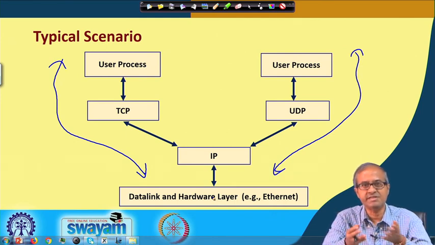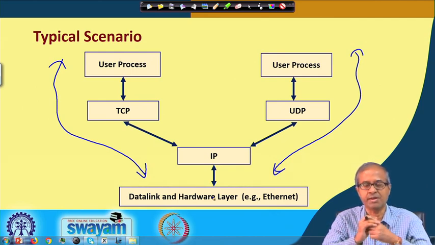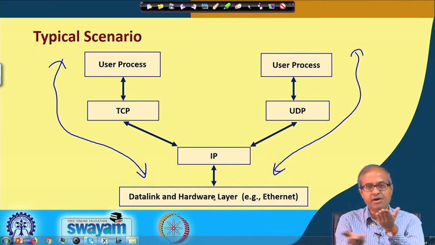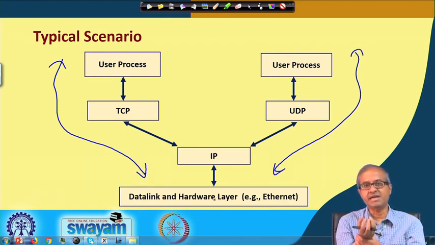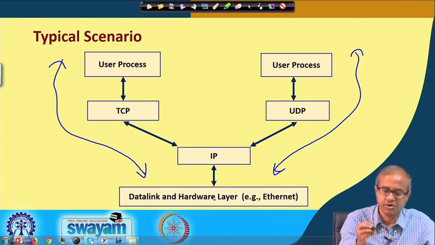TCP has some features, UDP has some features. Depending on your suitability, what exactly you need, you can use either TCP or UDP. But the point to note is that below TCP and UDP, you have a common member, IP. IP is the network layer, a basic datagram routing service. That is common, but above IP you have a choice: either TCP or UDP.